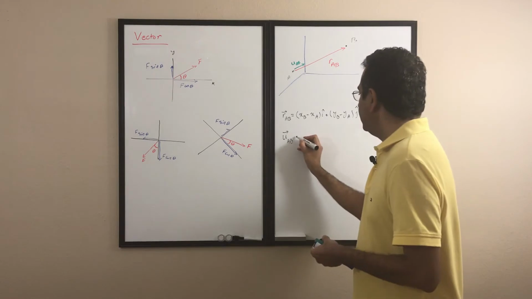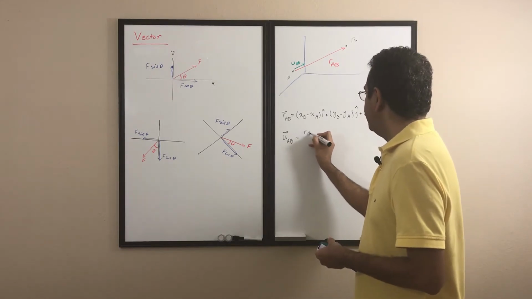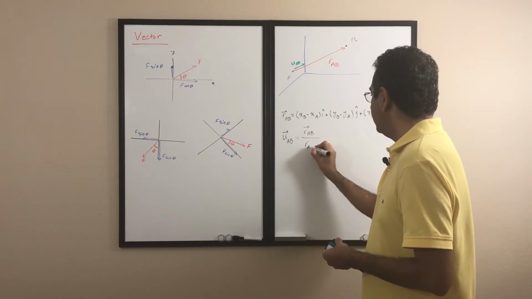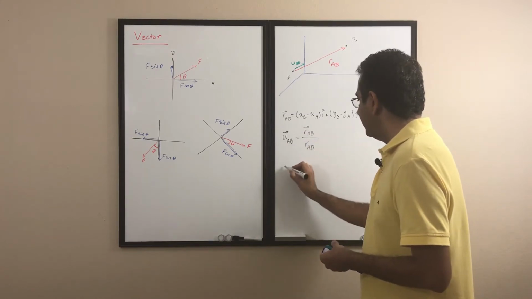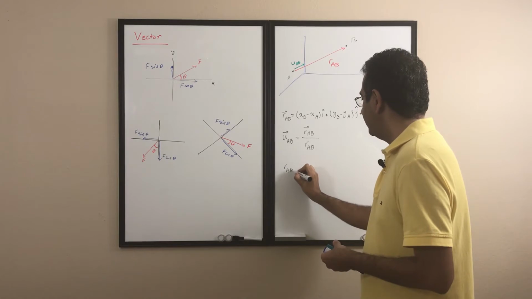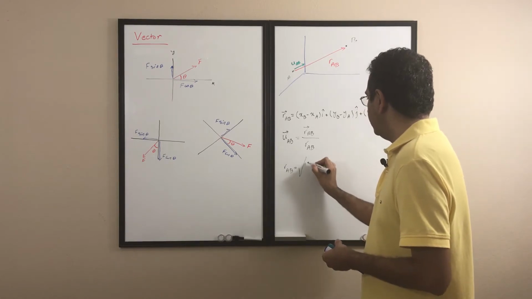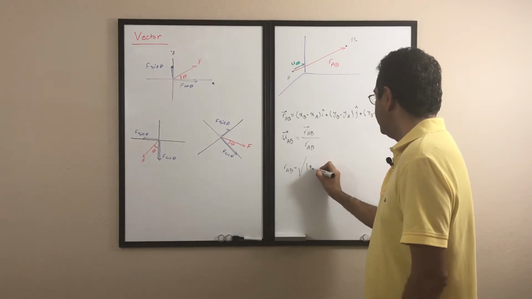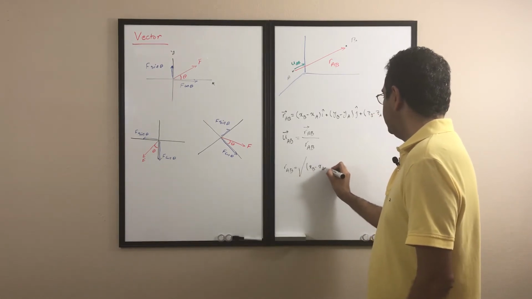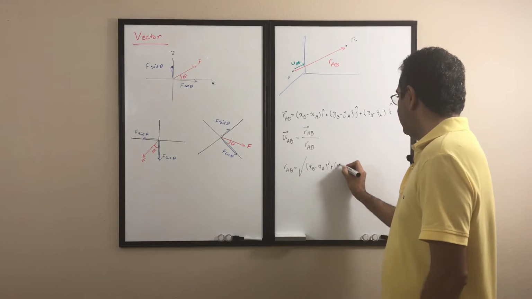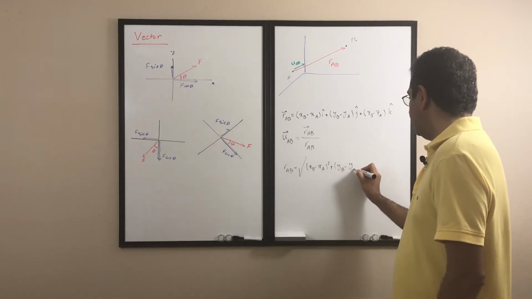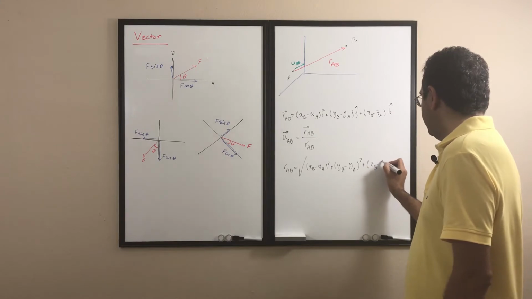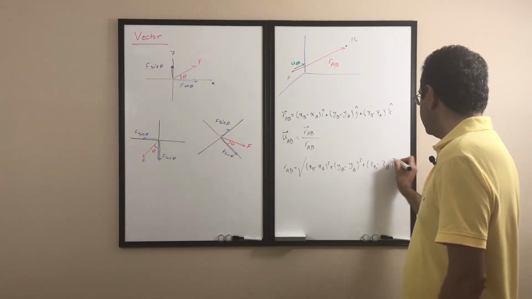And the UAB is RAB divided by the magnitude of RAB. And the magnitude of RAB is the square root of the components squared. So xb minus xa squared plus yb minus ya squared plus zb minus za squared.